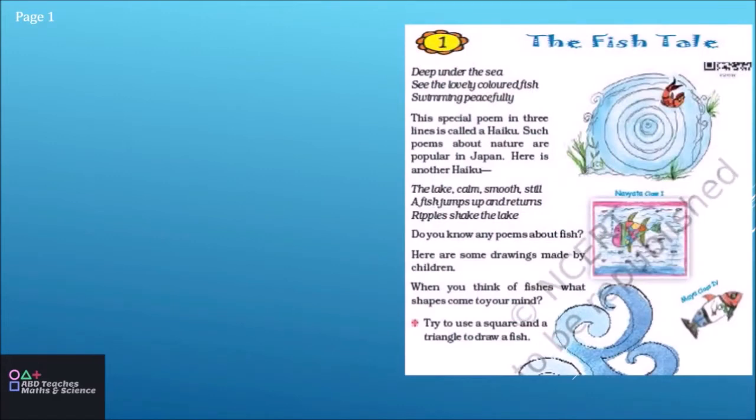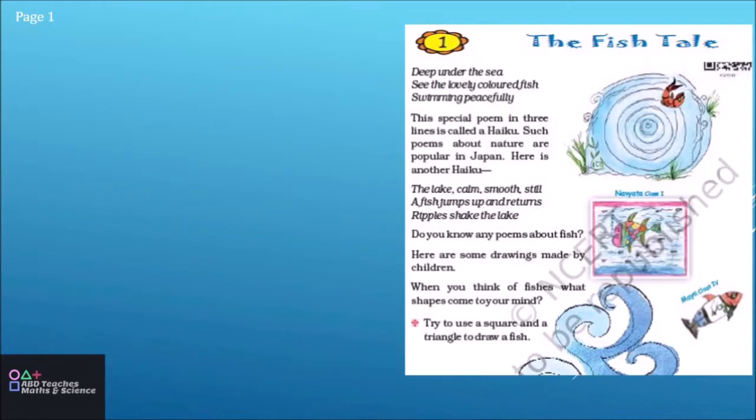Deep under the sea, see the lovely colored fish swimming peacefully. These 3 lines mean at the bottom of the sea, there are a lot of fishes which are lovely colored and lovely designed, and they are swimming peacefully without any disturbance and without any hesitation.